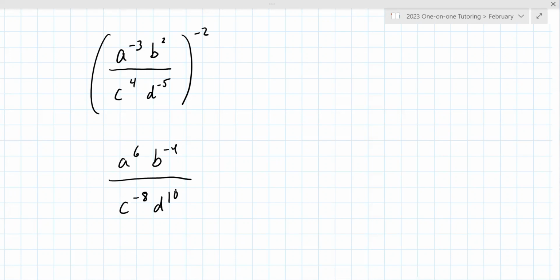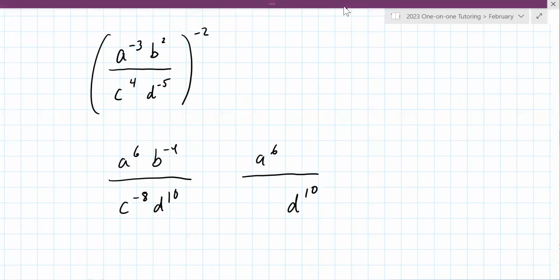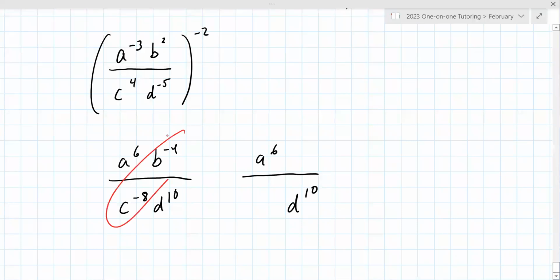Okay, so I'm not sure if this is right, but A6 and D10 over C8 and B4. The D10 stays in the bottom, but the C and the B switch spots because they're negatives. So it becomes B4, C8 like that.